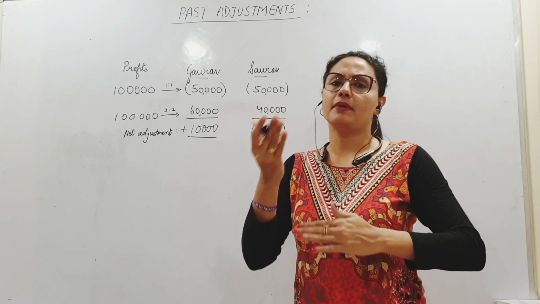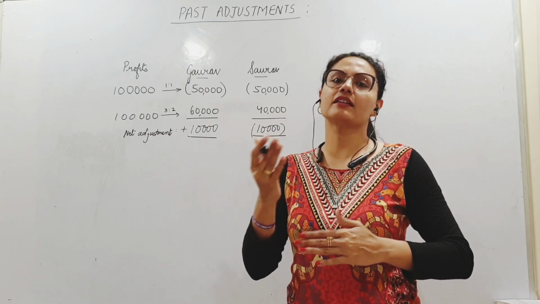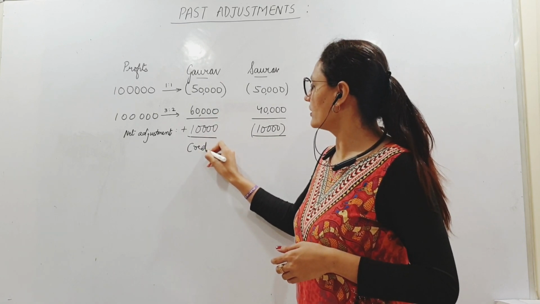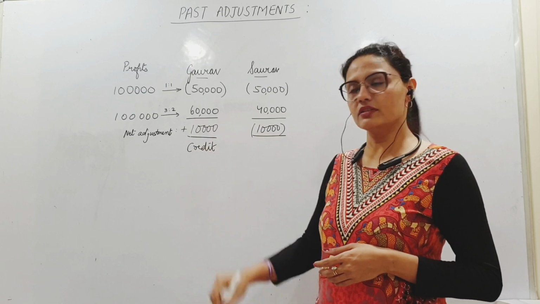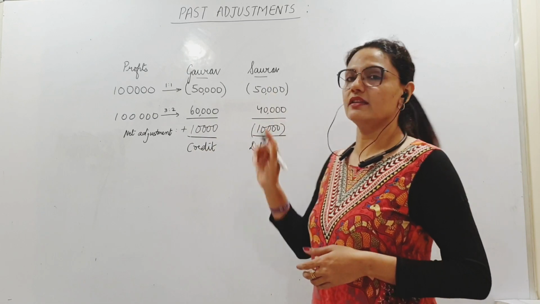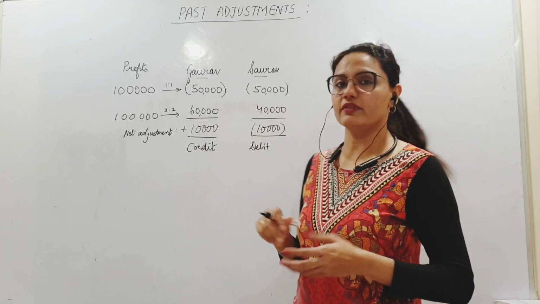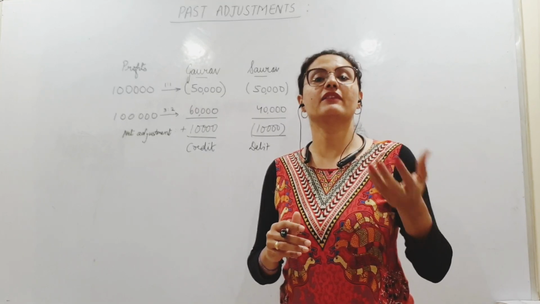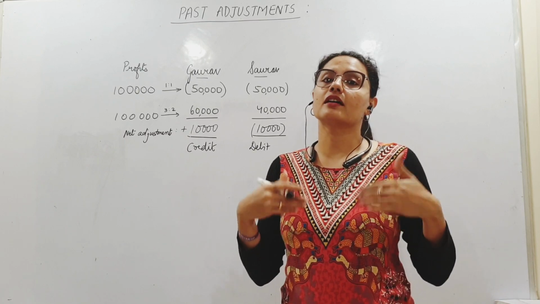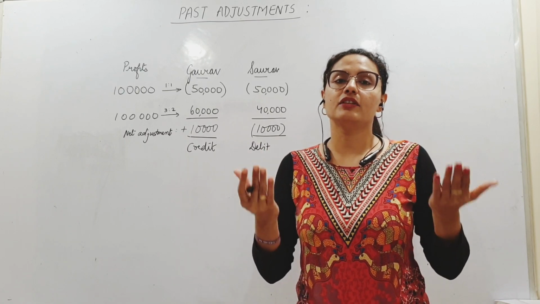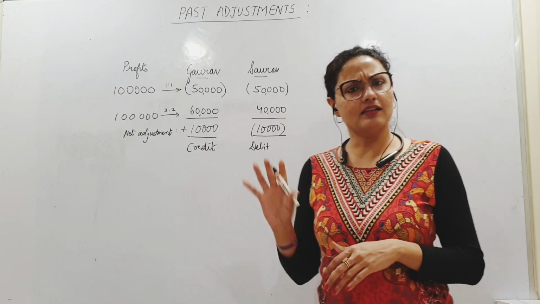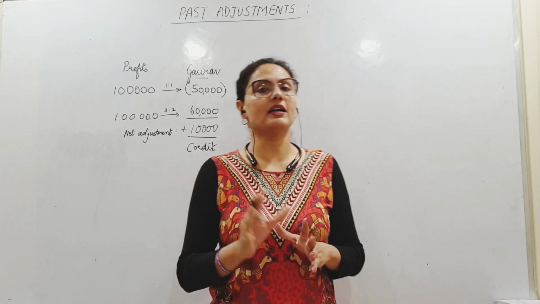Alright. Then you will see, if plus is more, in effect we will have to credit their account. So here we will have to credit Gaurav's account with 10,000 and debit Saurabh's account with 10,000 because his minus is more. You have to take back. Whenever we have to take it from the partners, we have to debit his account. Whenever his account balance should increase, we should plus, that is credit his account. Alright, this is the whole concept of past adjustments.